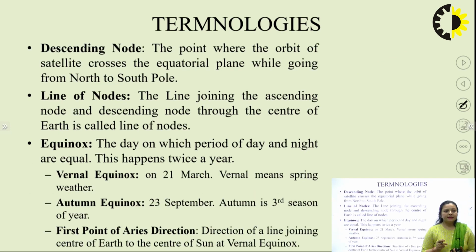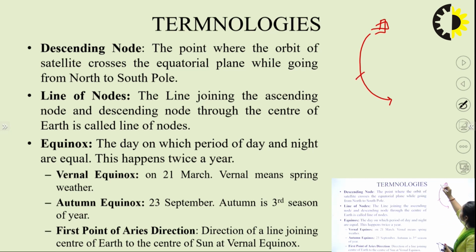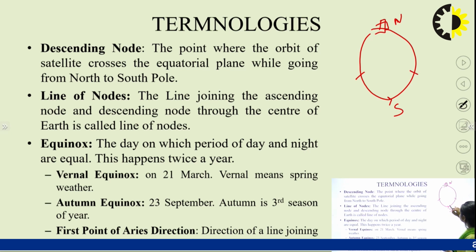Next is the descending node. It is the point of the orbit where the satellite crosses the equatorial plane while going from north to south pole. If the satellite is coming like this and crosses the equator somewhere here, from north to south, it will cut at two points, either while coming from north to south or while going from south to north. It can cut the equator at two points.